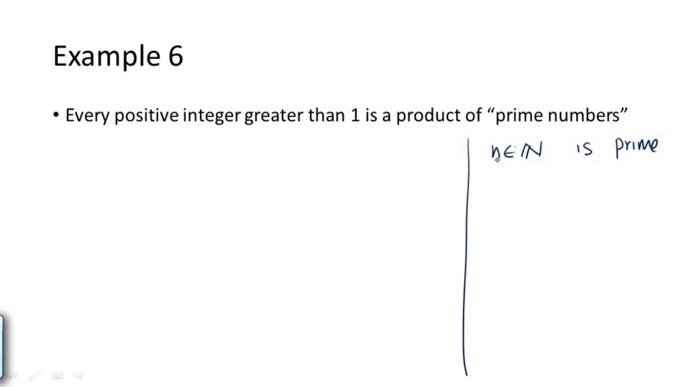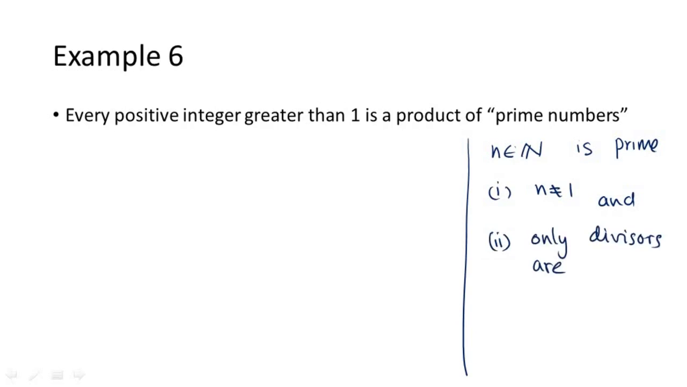A natural number n is called prime if it is not equal to 1 and its only divisors are 1 and itself. For example, 2 is a prime number because 2 is not equal to 1 and the only divisors of 2 are 1 and 2. The next prime is 3.